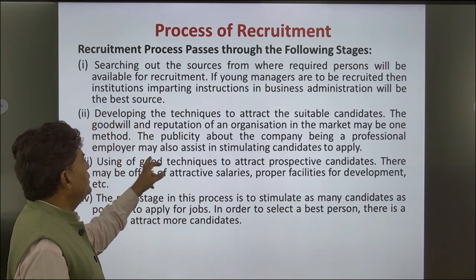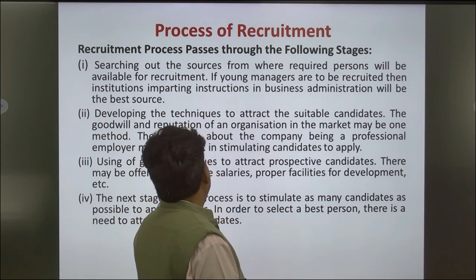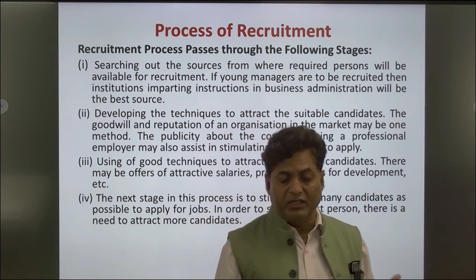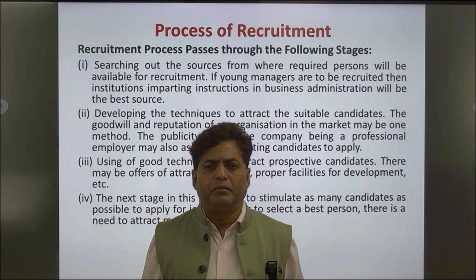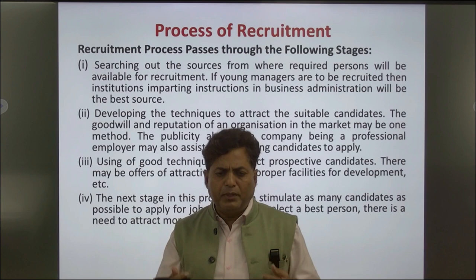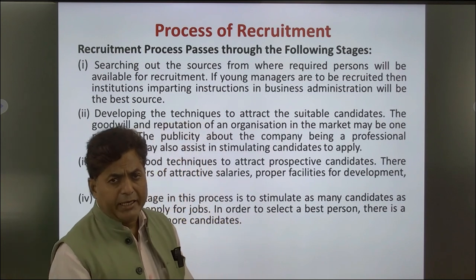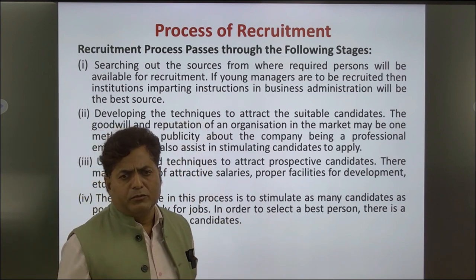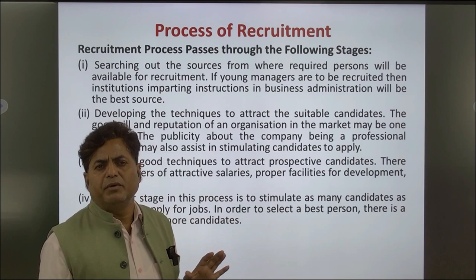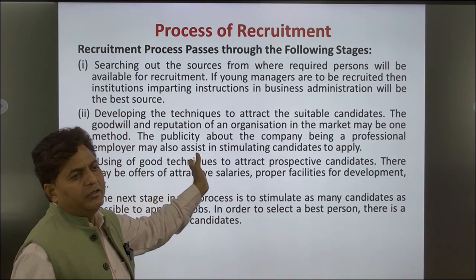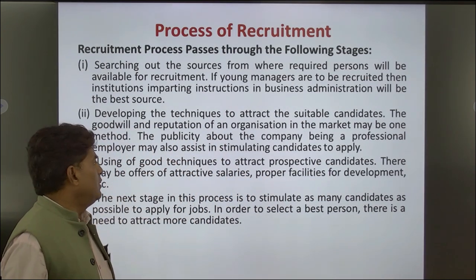The publicity about the company being a professional employer may also assist in stimulating candidates to apply. Publicity means how much you are publicizing the organization, or how visible it is in the eyes of the candidates. It is possible that your products are very good and your policy is very good, but you are lagging in publicity. Most people don't know about the organization, so in that case they will not be very motivated. So it is very important that you have publicity that can attract employees to the organization.